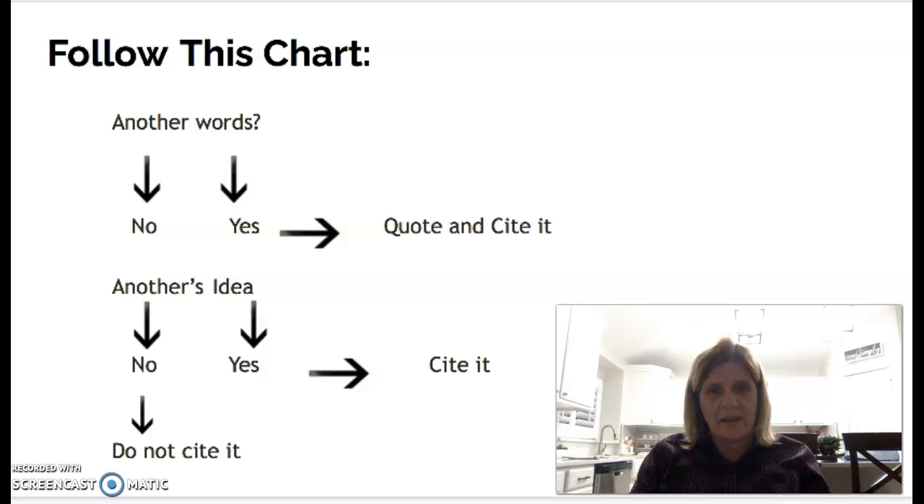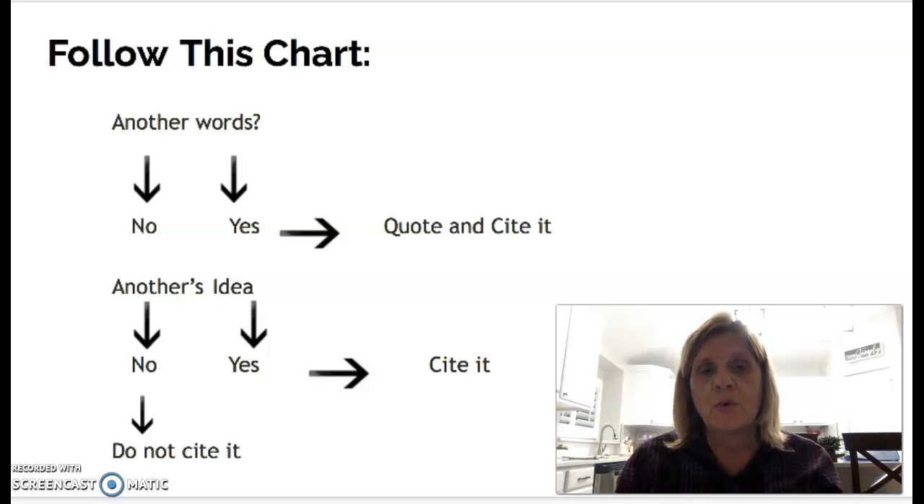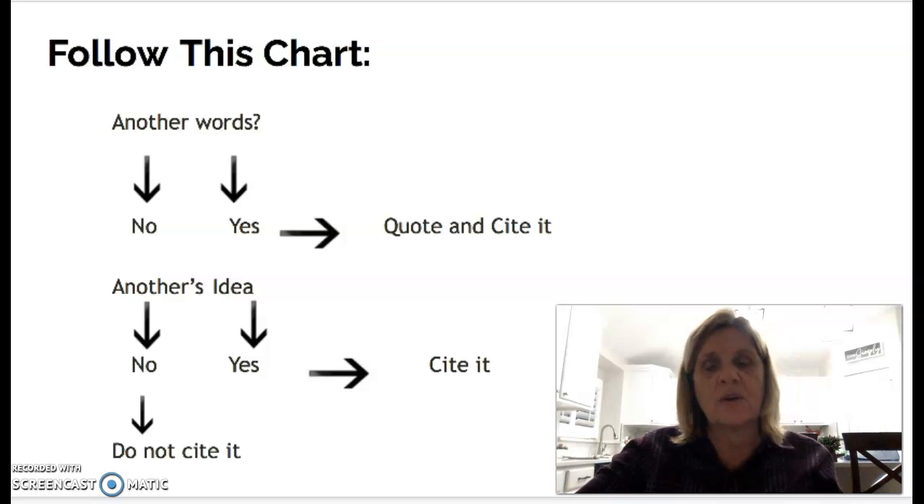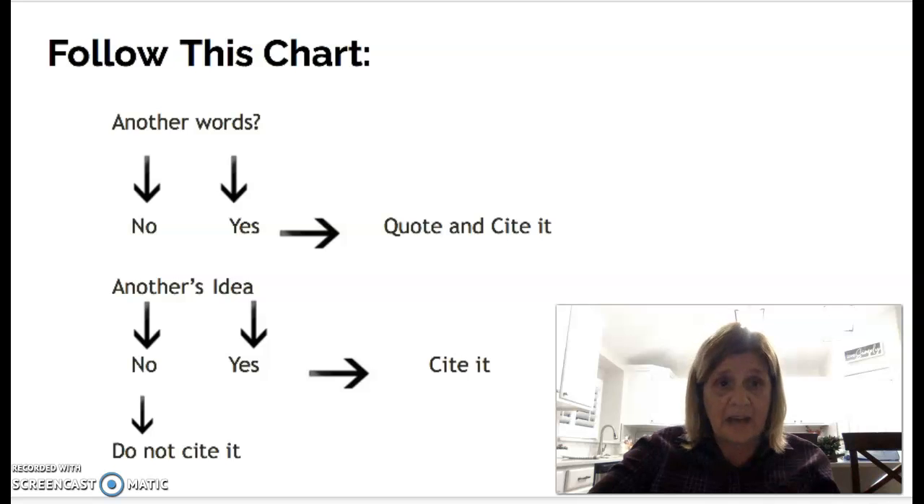Here's another quick review of when you quote something versus you do not. I created this one a couple of years ago, and it seems to answer a lot of questions students have.